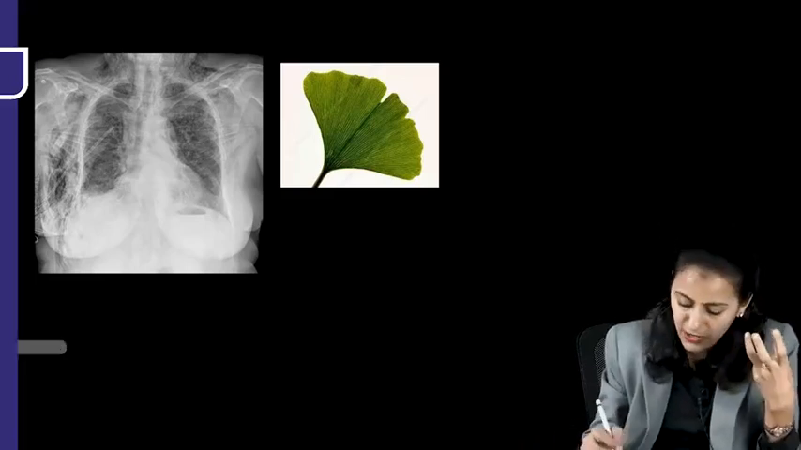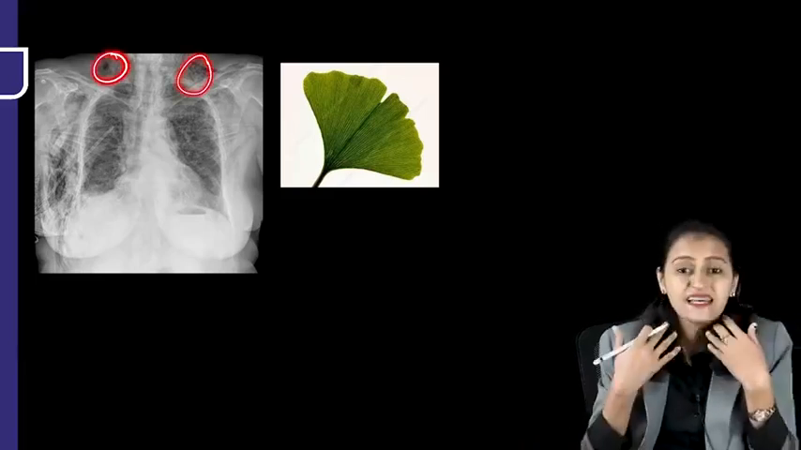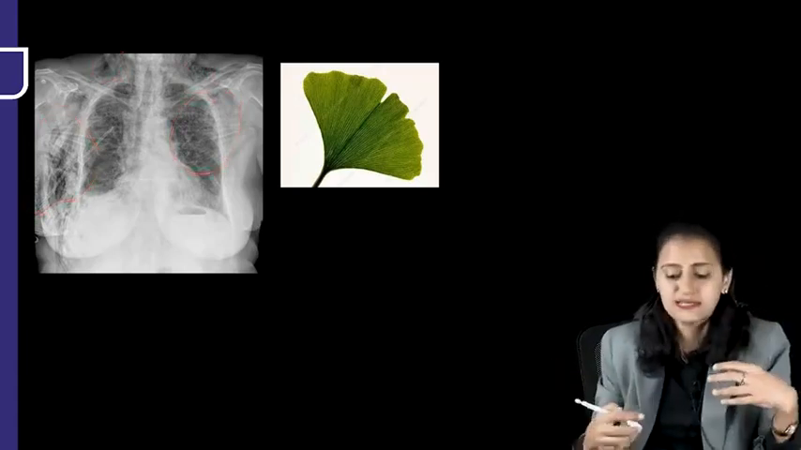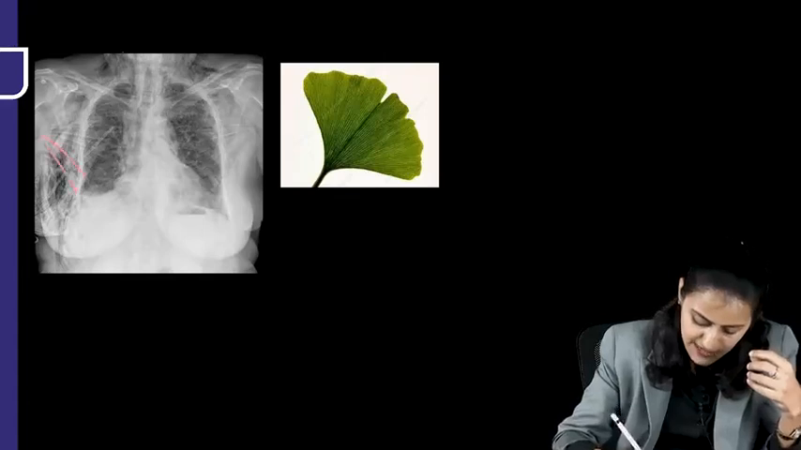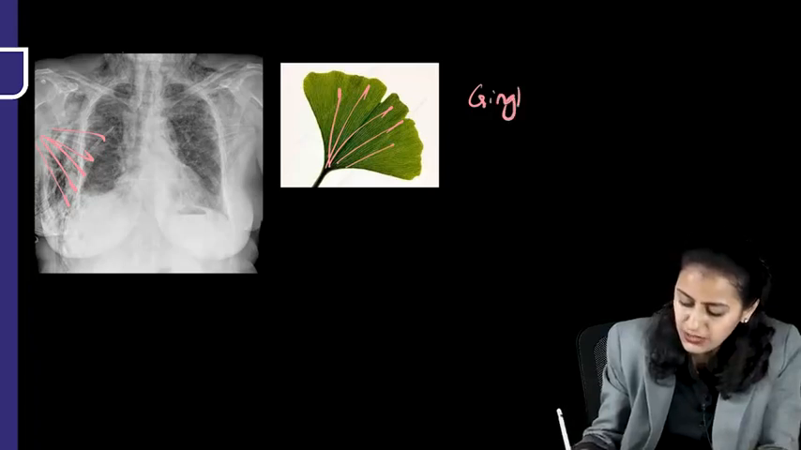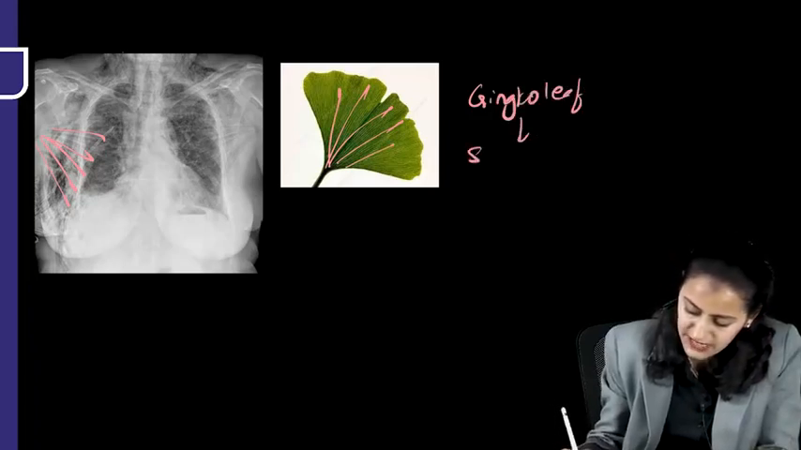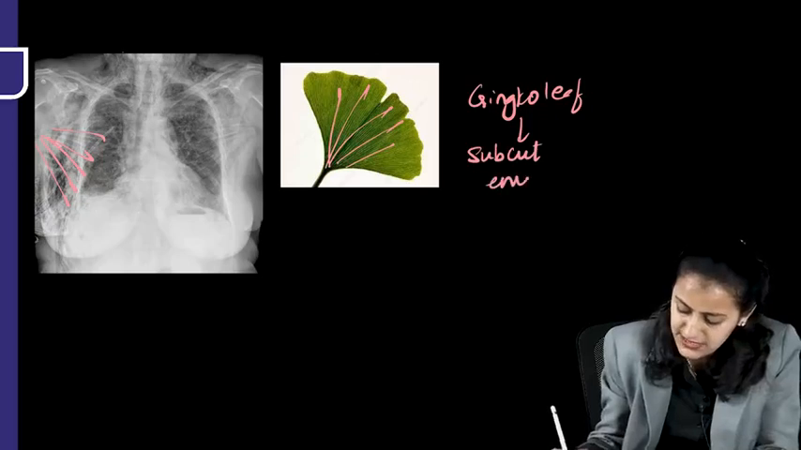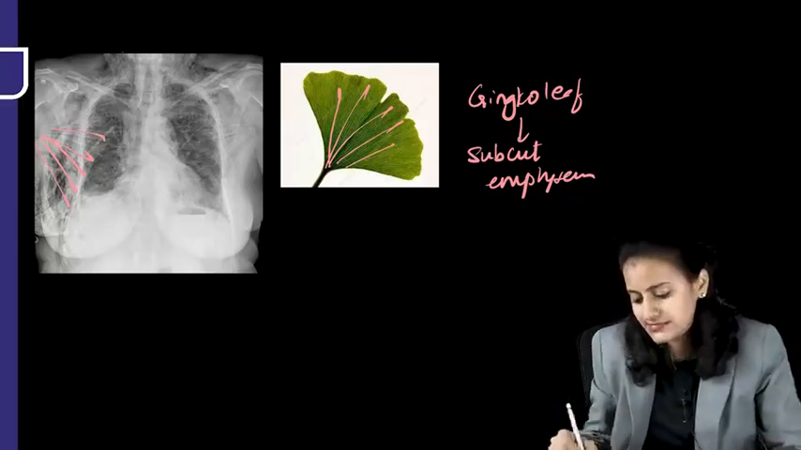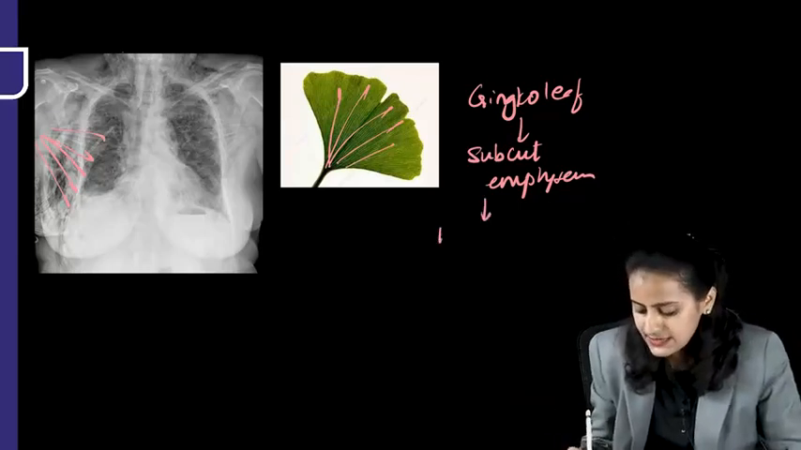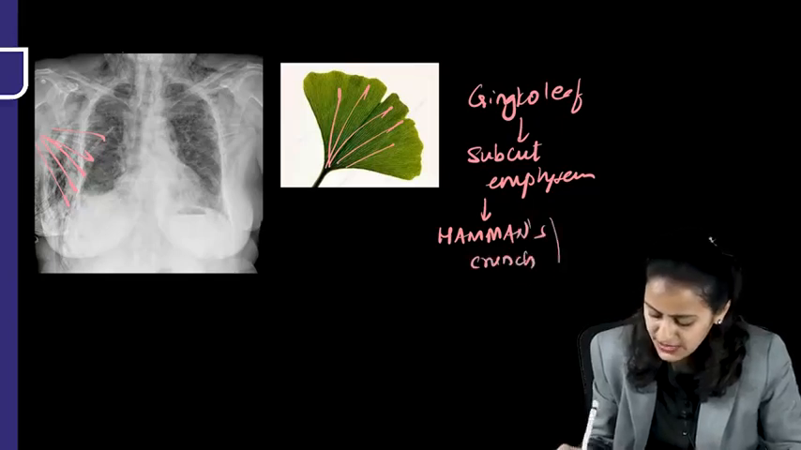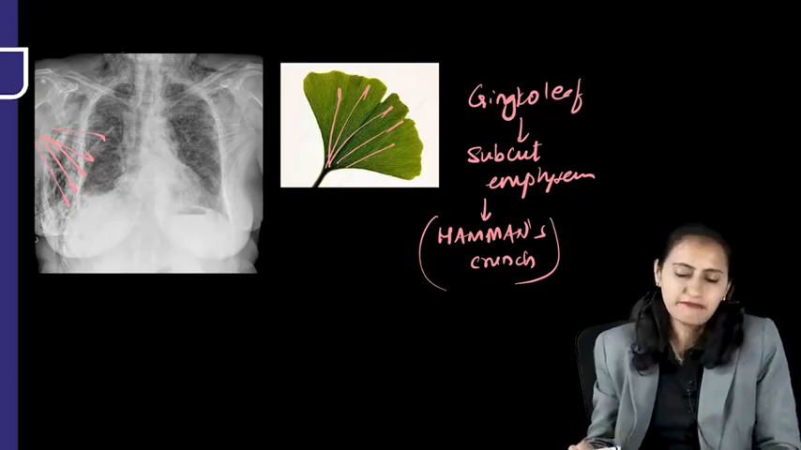Next one, again what are we seeing here? This is some air in the neck. In the neck we are seeing the air. There are some air lucencies in the pectoralis major muscle, appearing like striations, like this leaf, which is called the ginkgo leaf. So this is the ginkgo leaf sign, which is seen in subcutaneous emphysema, the air in between the muscle fibers of pectoralis major, and the clinical sign that we see here is, remember, Hamman's crunch. Okay, Hamman's crunch seen in subcutaneous emphysema.